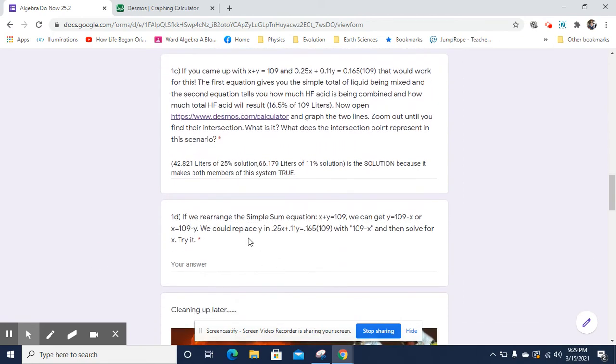Here's another way we can solve it. We can actually take this simple equation, x plus y equals 109. We can rearrange it to be y equals 109 minus x, or x equals 109 minus y. I'm going to pick just one of those.